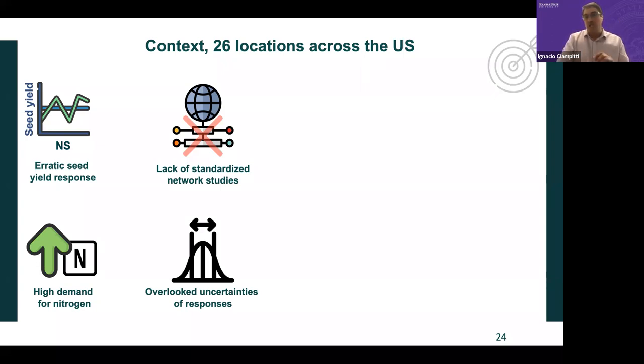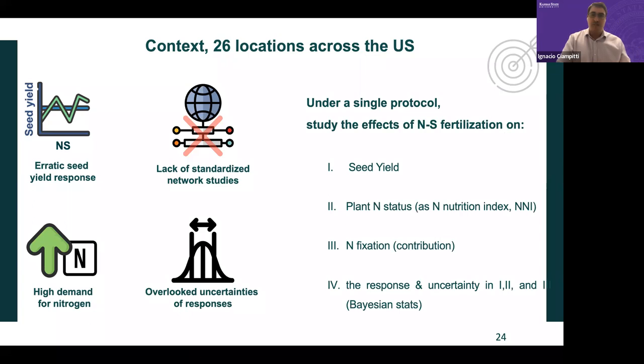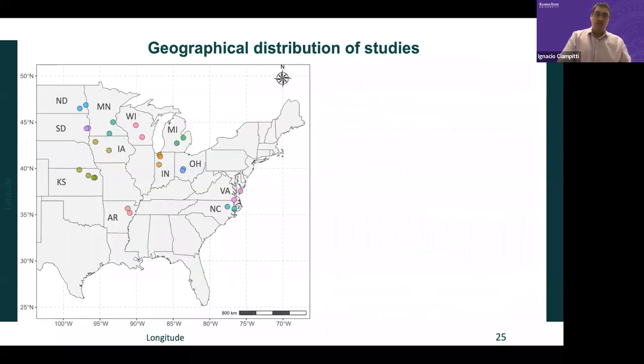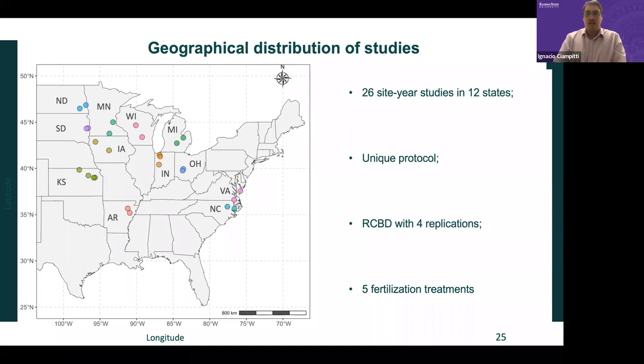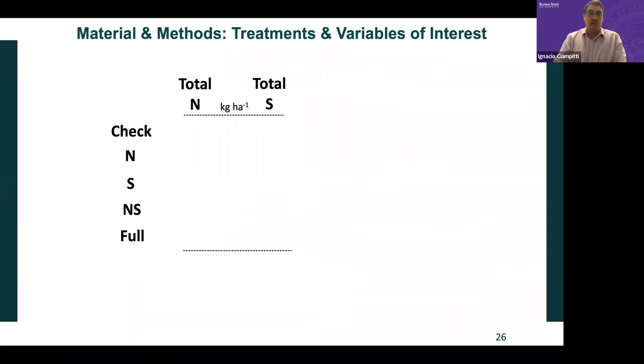We used a protocol that is the same across all the locations, which I think is one of the big benefits of these multi-state regional studies. We took a look at very different factors, yield and fixation, and our main goal was, again, to quantify the overall uncertainty around this yield response. So these are all the locations, the geographical distribution. You will see that we have studies across the entire US, with a unique protocol and 5 fertilization treatments. We will get to those fertilization treatments.